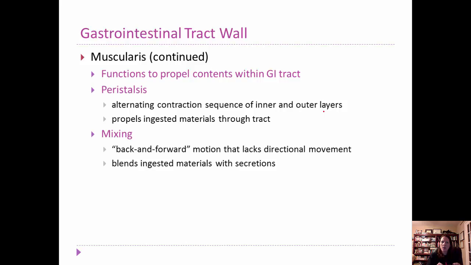Mixing is not about moving food down somewhere. Mixing is going to be this back and forth kind of motion, and what it's doing is it's going in and breaking the food contents apart. And it's going to kind of blend it and mix it with the ingested materials and the secretions in that specific organ. So we'll talk about mixing movements of the stomach and how they are going to be responsible for breaking up this bolus of food, but then mixing it with all of that gastric juice. So mixing is not rhythmic at all.